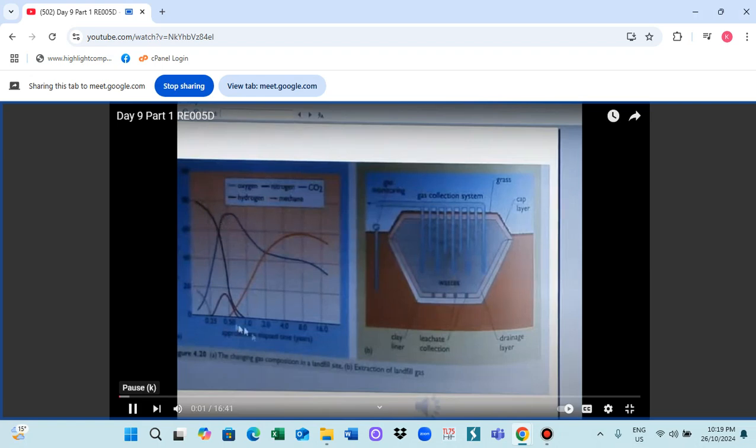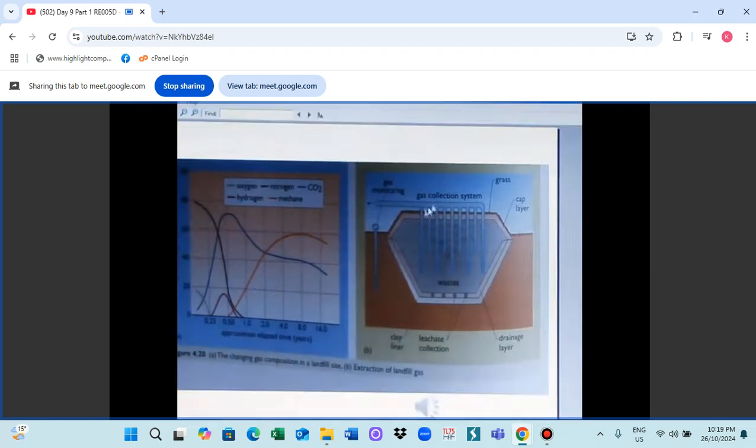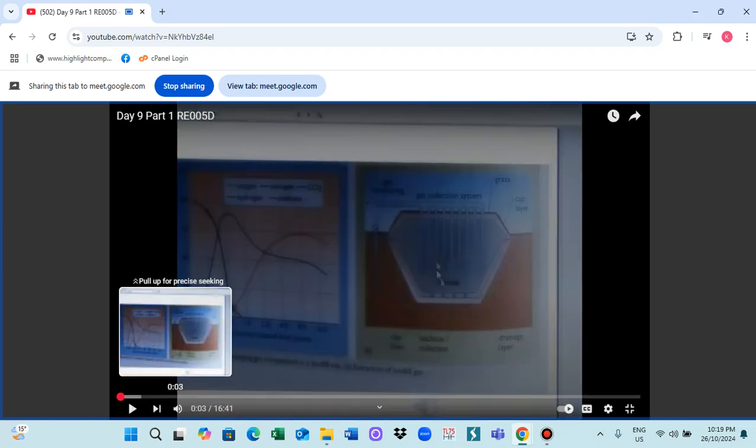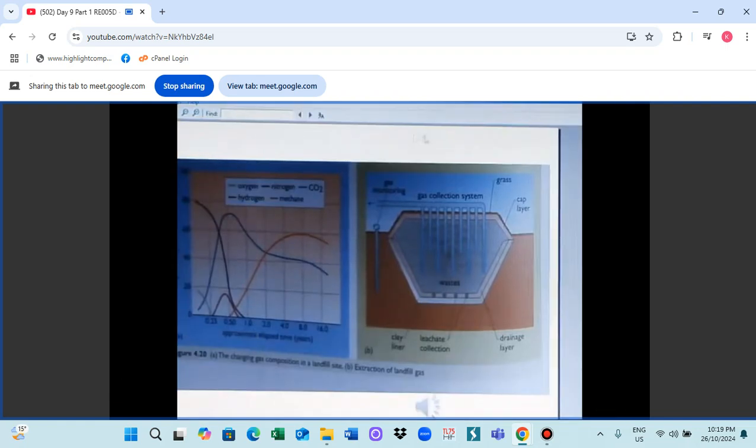This diagram shows the biochemical processing diagram. So biomass is collected here in this container. Then this biogas will come out, to be taken out from the pipe.